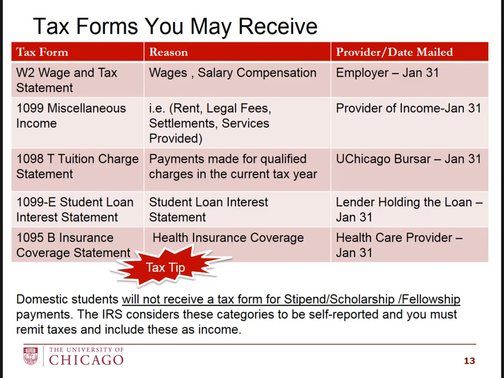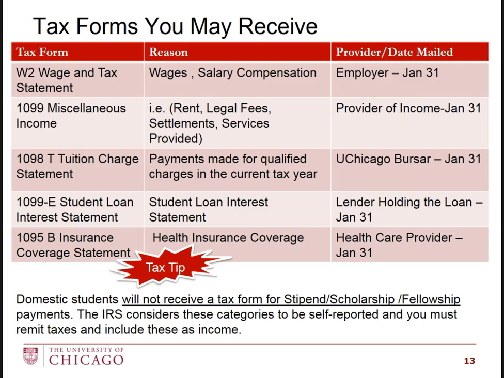And finally, the 1095-B insurance coverage statement. This illustrates that you did in fact have healthcare coverage for the tax year. Your healthcare provider or carrier is required to submit this form to you by January 31st of the tax year.